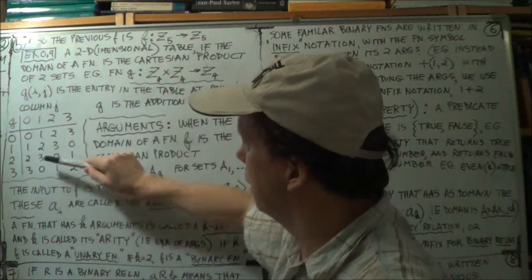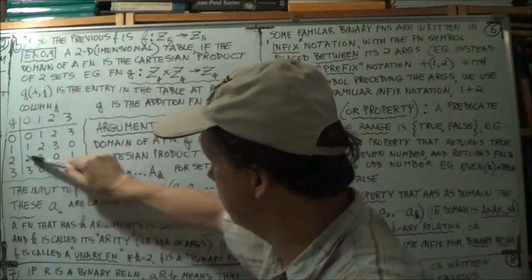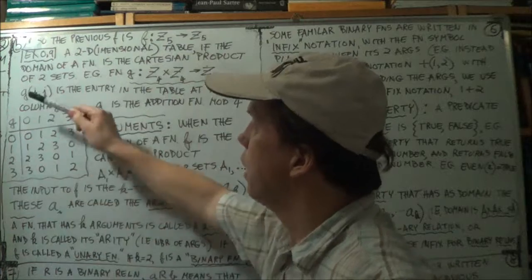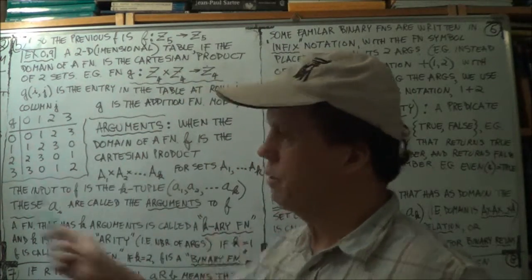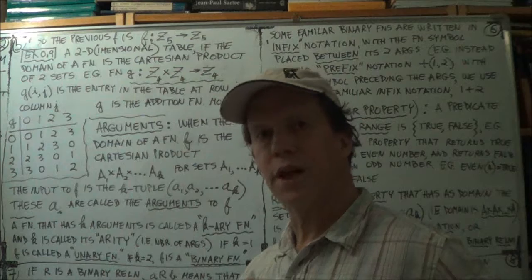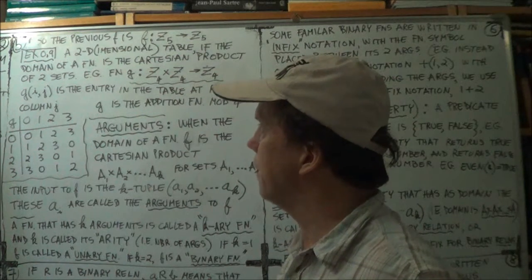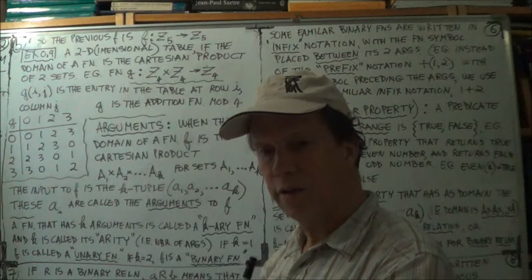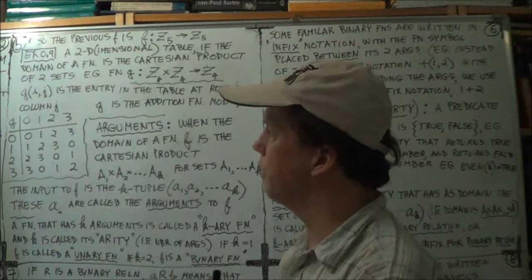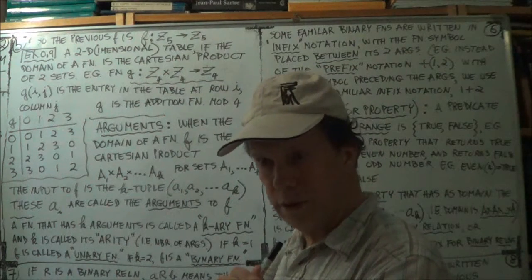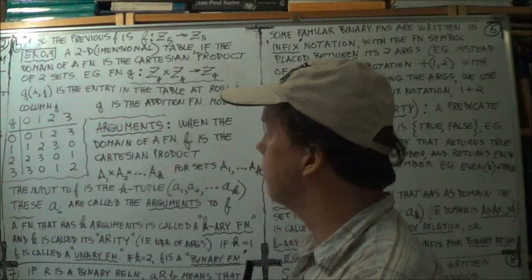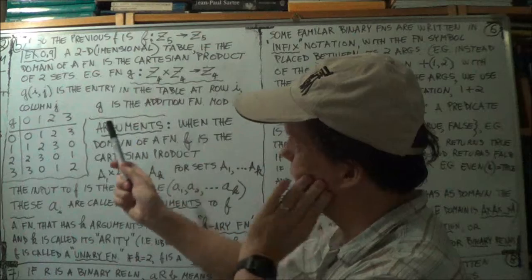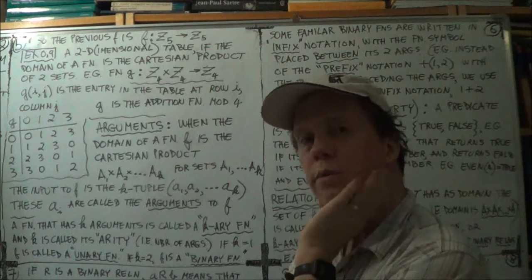Here's 2, and column is 3. So row 2, column 3. It's this one. So the output would be 1. Okay. So you're looking at a table to find what the output is, and that's a table-based description of how the function works. In this case, you have a two-input function with one output. So it's an example of a table-based function.